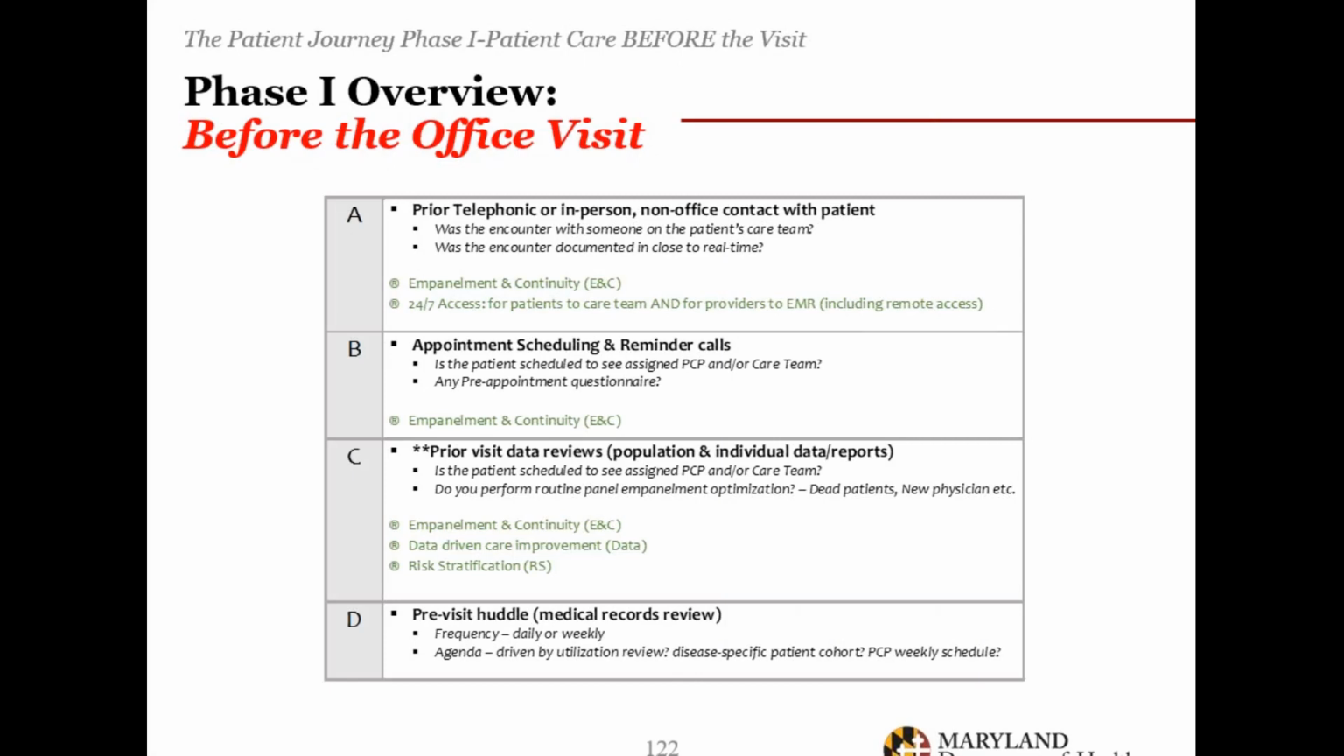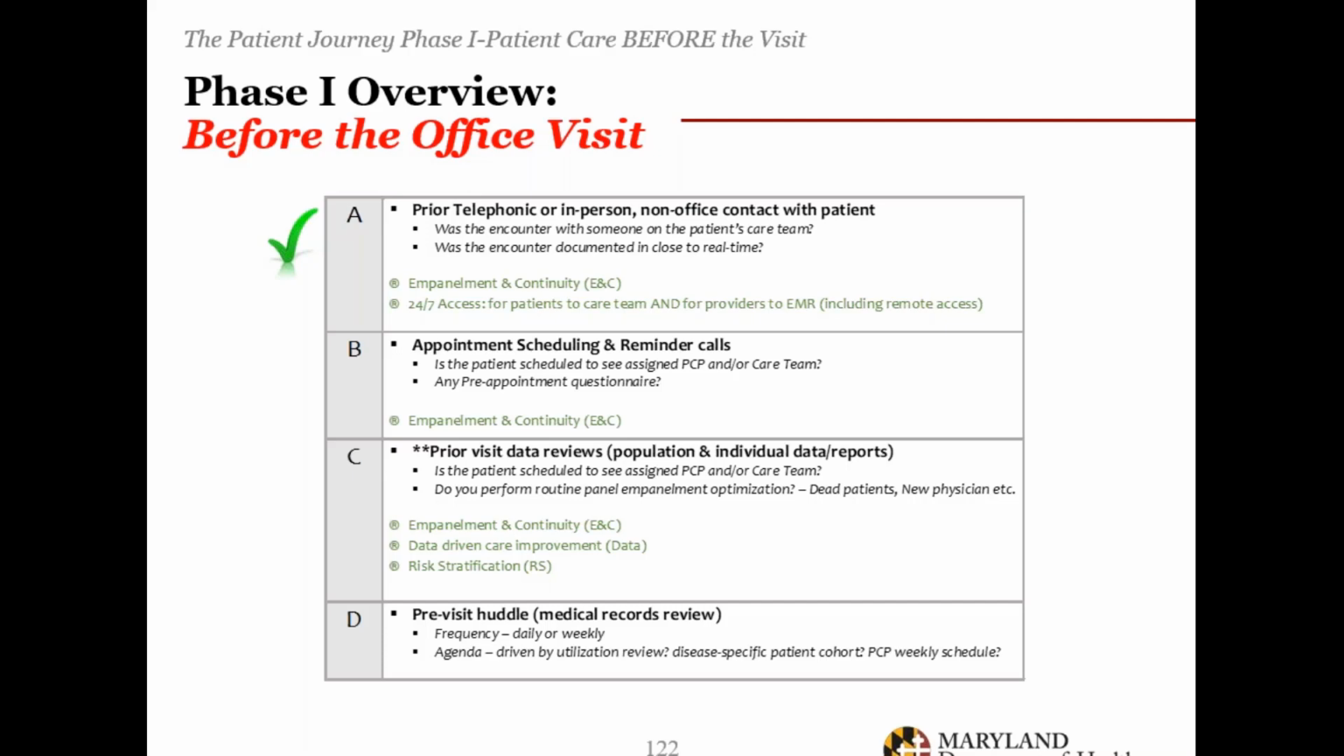So in phase 1, before the office visit, the key steps we're going to touch on are prior telephonic or in-person contact made with the patient. Was the encounter with somebody on the care team? So it's somebody who knows the patient, continuity here. Was the encounter documented close to real time? This touches on 2 requirements, empowerment and continuity, in that the patient has continuity because they keep having encounters with folks on their care team who know them.